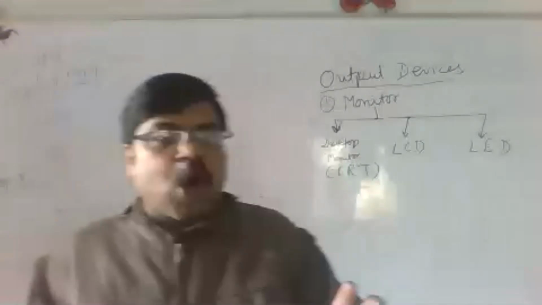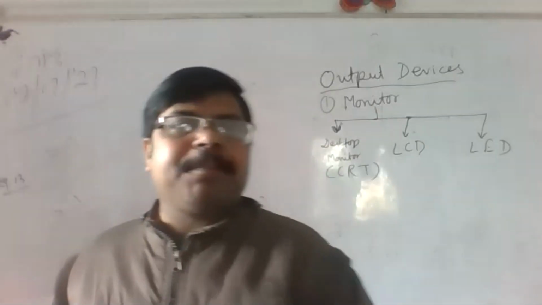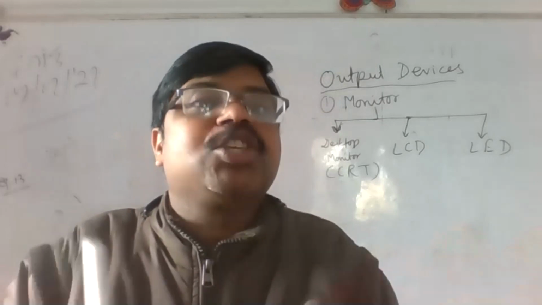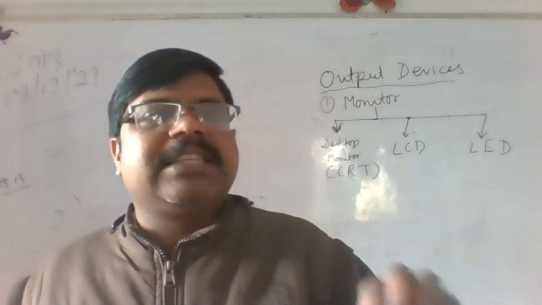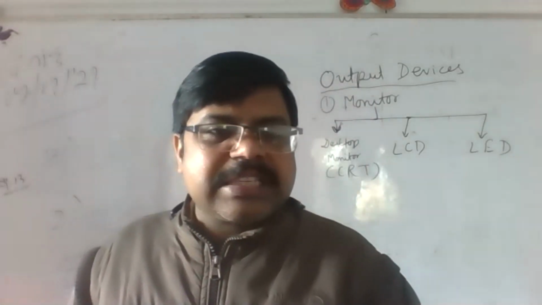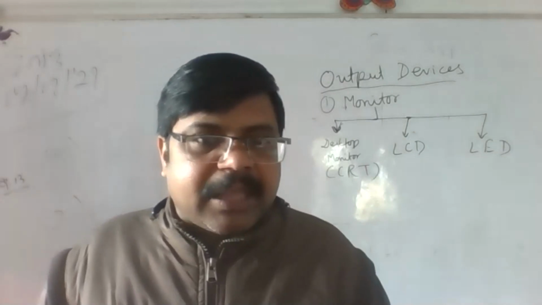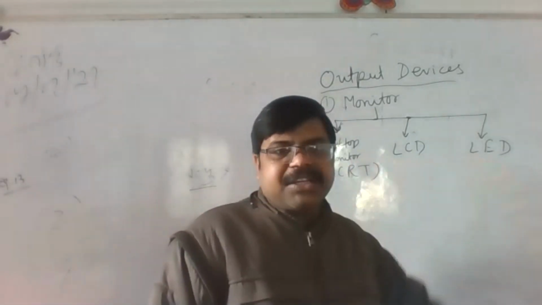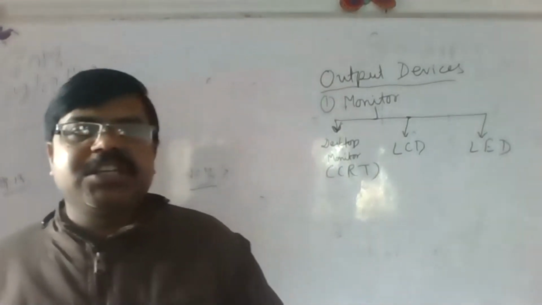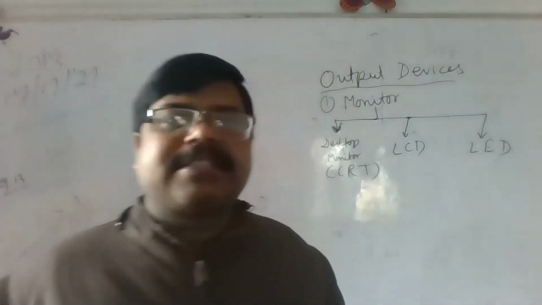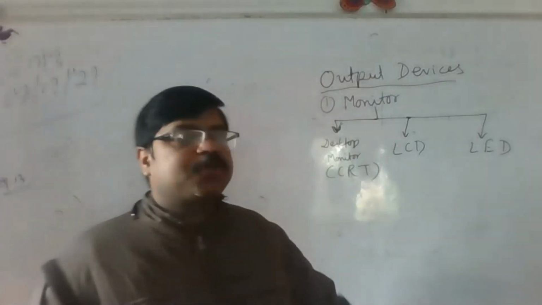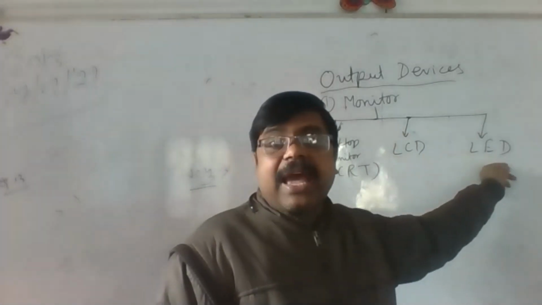Because there are no such components which can let your monitor be small. There you will see the use of transistors, resistors, and ICs. But in LCD and LED, this type of components you will not see. You have a series of processors, a series of ICs there. That's why the size and even the weight has been reduced in LCD and LED.